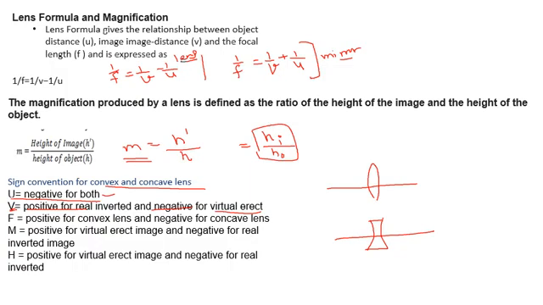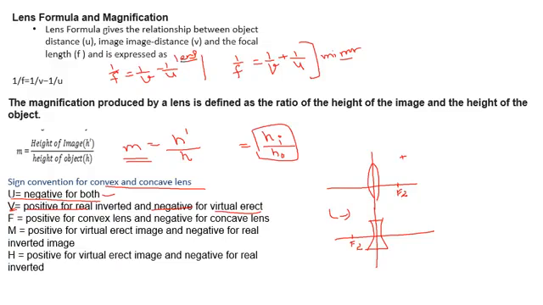My F, the principal focus here, this was the principal focus of convex lens. It is on the positive side, right? If you draw the Cartesian also, it is on the positive side, whereas F1 was the principal focus in case of concave lens. So it is on the negative side of the Cartesian, so it is always negative.